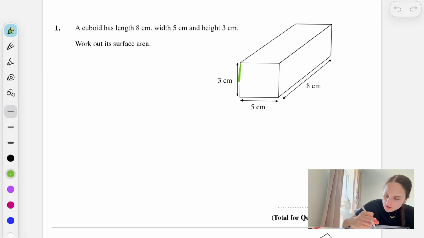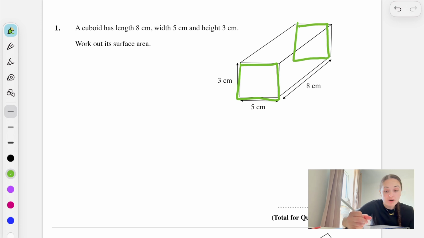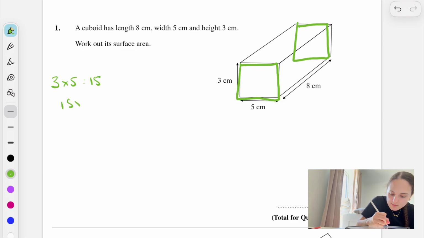So we first have 2 rectangles either side of the cuboid. So we have this one and this back one that are identical. So to work out the area of a rectangle, we simply do base times height. So for this one, we have 3 times 5, which is 15, and because there's 2 of them, I'm going to do 15 times 2. So 15 times by 2 is going to be 30. So that's the area of those ones.